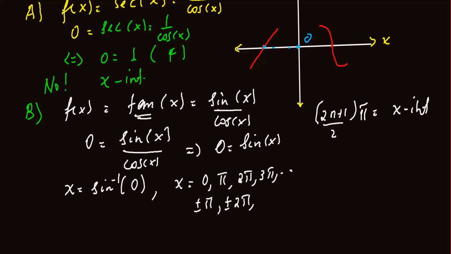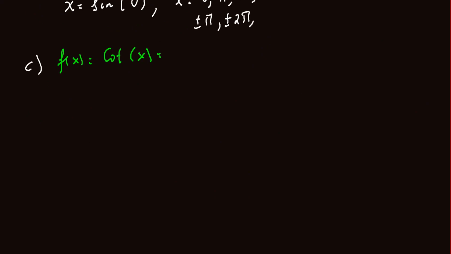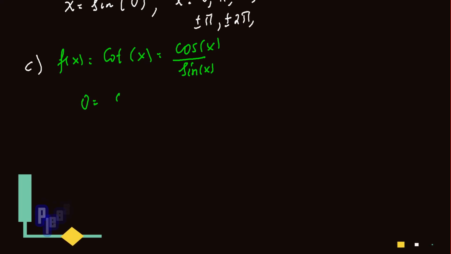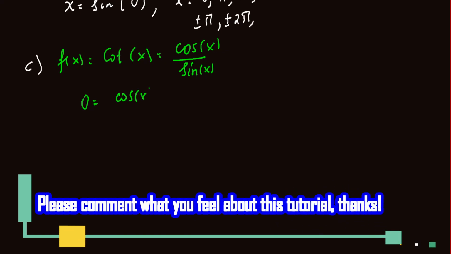But the x-intercept of this tangent function is x is equals to n times pi. Mind you, n is any integer. Therefore, b is not also an answer. As you remember, cot x is the ratio of cosine of x divided by sine of x. So when you solve for the x-intercept, you make f of x 0, and this will be cosine of x is equals to 0. Then x will be the cosine inverse of 0.